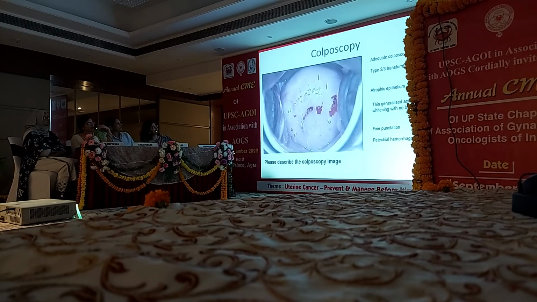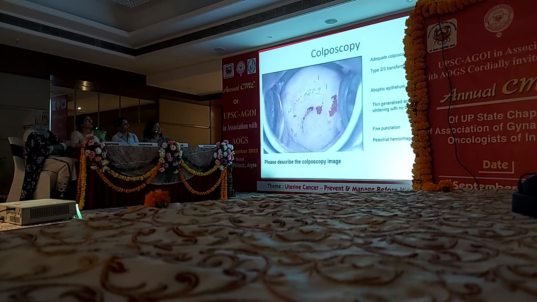Are we able to see the transformation zone? Are we able to see the whole of the cervix? Because as per IFCPC, if the whole cervix is visible and there is no scarring, then it's an adequate colposcopy. Any comment on the type of transformation zone?